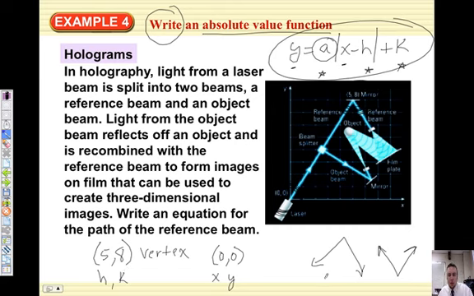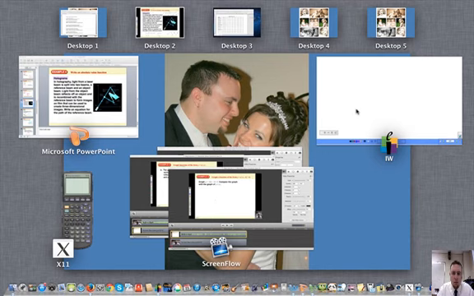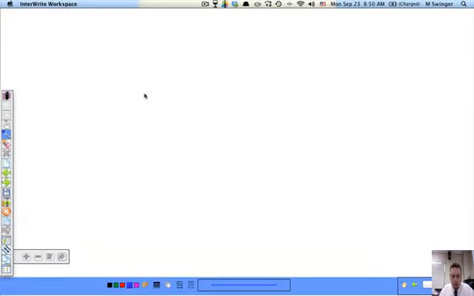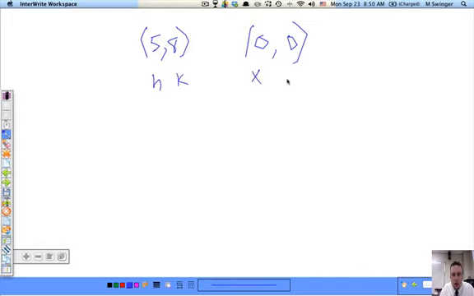Alright, I'm going to bring this to another slide. And it's being slow. Here we go. So we got 5, 8. We got 0, 0. This is your h and k. This is your x and your y. Okay, y equals a, x minus h, plus k.